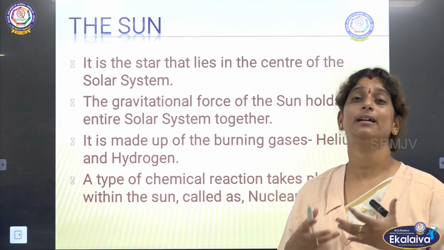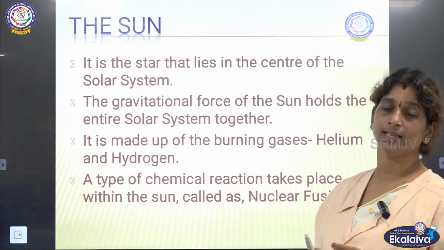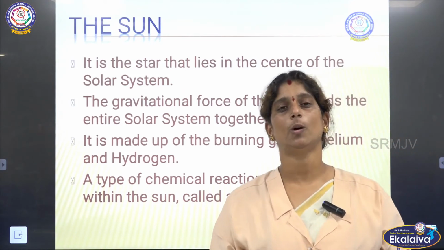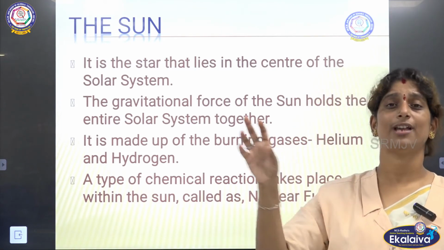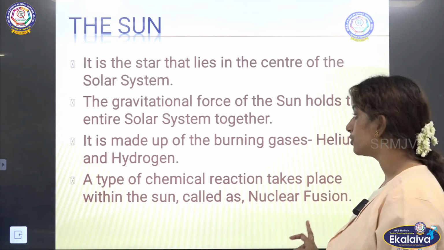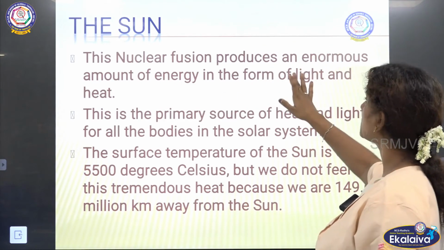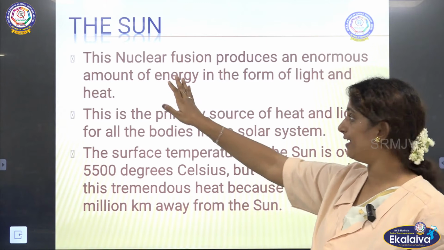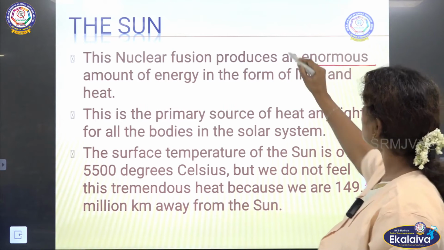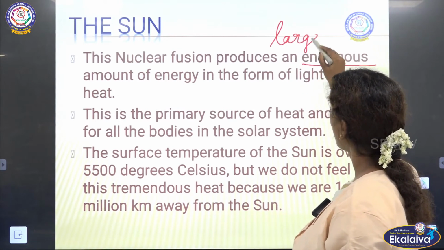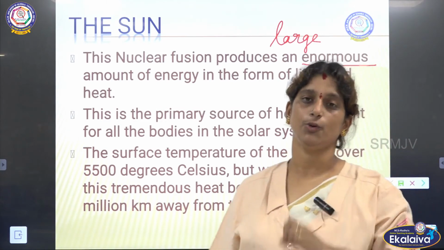These 2 gases keep on burning in the sun, which brings about a chemical reaction. A type of chemical reaction takes place within the sun, and we call that chemical reaction nuclear fusion. So, what happens because of this nuclear fusion? It produces an enormous amount of energy in the form of light and heat. Enormous means large. A very large quantity of energy is generated because of nuclear fusion.